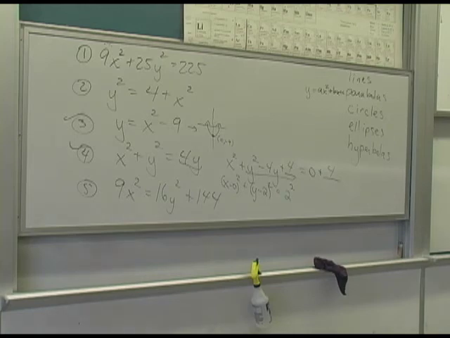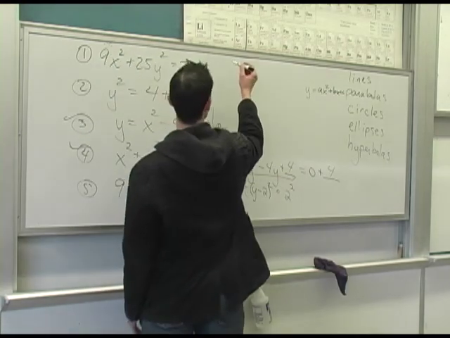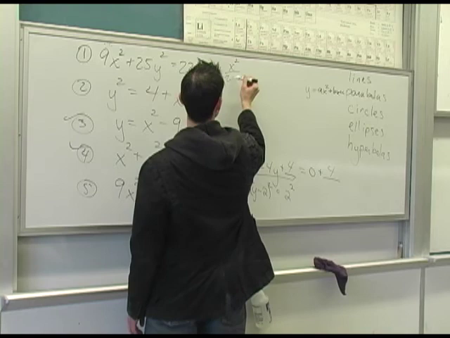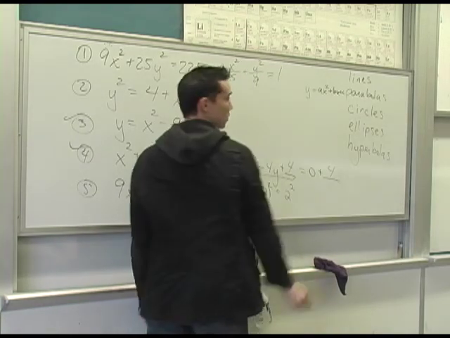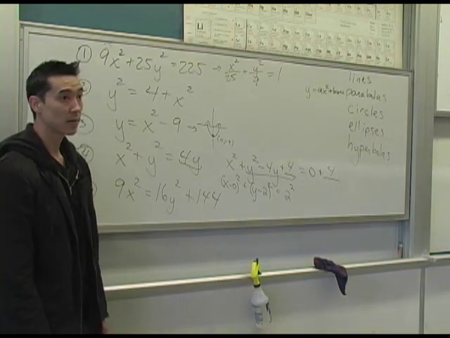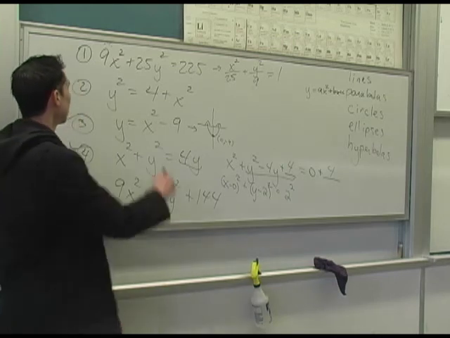Okay, what's number 1? What did you guys do? Yeah, it's almost in perfect form. You divide it by 225, and what did you get? X squared over 25 plus y squared over 9. That's an ellipse. What are my x-intercepts? 5 and negative 5. What are my y-intercepts? 3 and negative 3. Okay, great. That takes care of number 1.